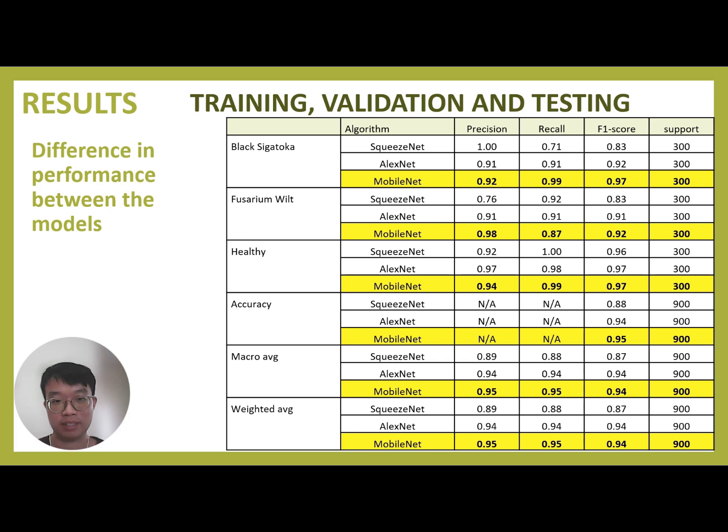Finally, it's to compare the classification result between the models. And it shows that MobileNet has the best precision, recall and F1 score compared to SqueezeNet and LSNet models. Besides, it also has the best accuracy among the models, which is 0.95.